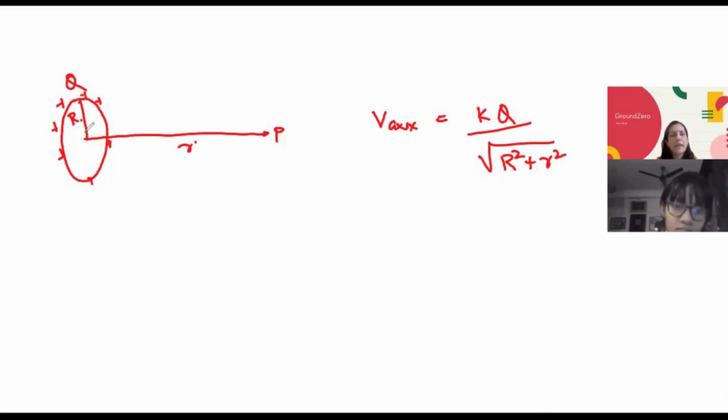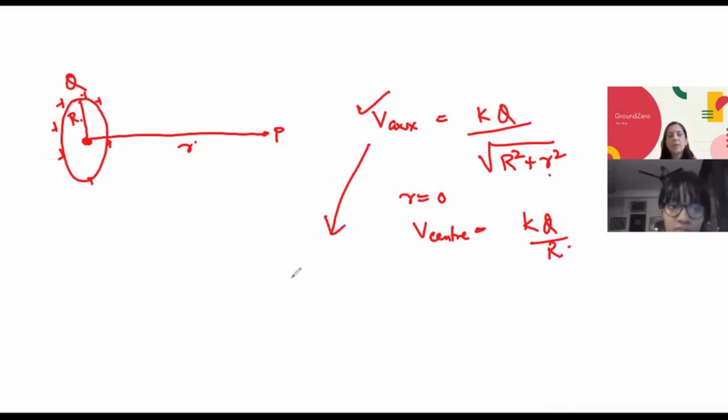And if they ask you to find it at the center, then you just have to substitute R is equal to 0. The distance reduces. So the potential at the center, V center, you substitute the value, R becomes 0, so it is KQ upon R. So this is an important expression. Same thing we had done in the electric field also. The electric field on the axis of a ring, we got KQ R upon R square plus capital R square whole to the power 3 by 2. So both of these expressions are important.